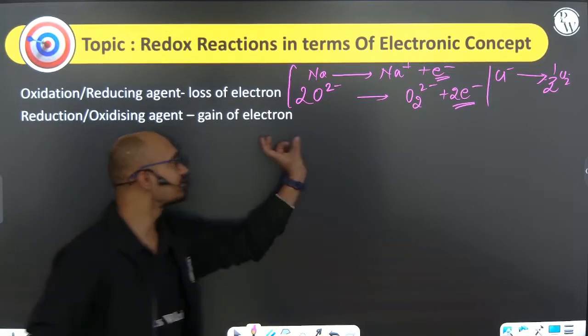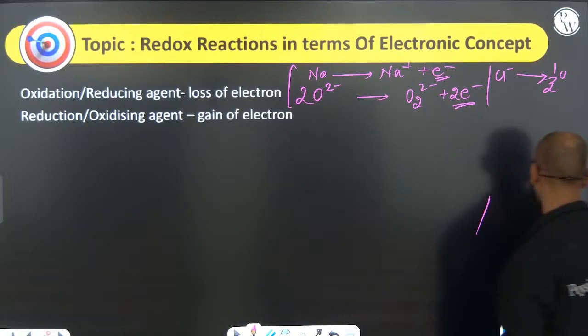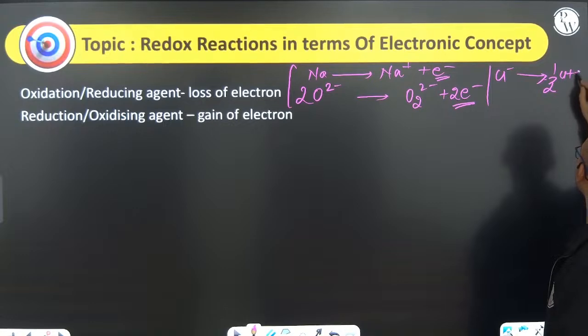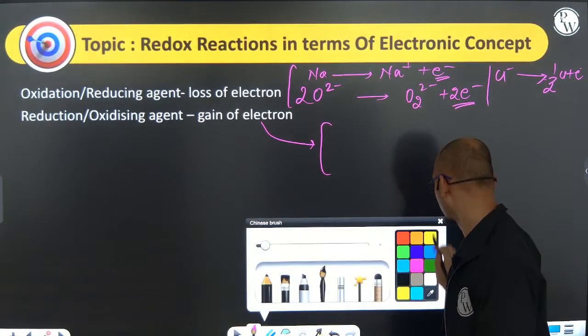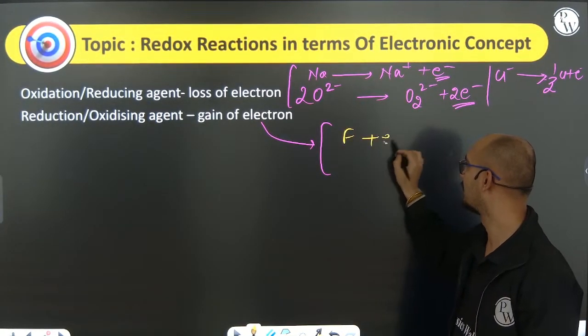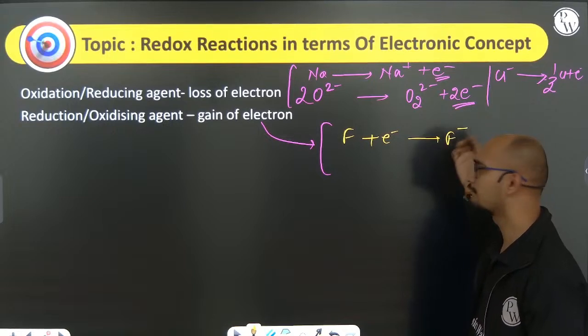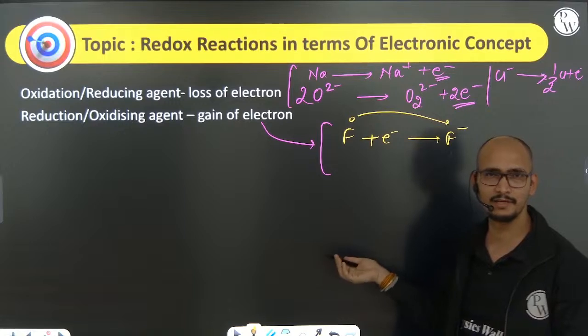So here we can say that loss of electron is oxidation. What about gain of electron? Gain of electron is reduction. How do you see gain of electron? Consider chlorine, by taking an electron, converts into Cl-. So of course it is 0 going to -1. The oxidation state decreases, so therefore it is reduction.